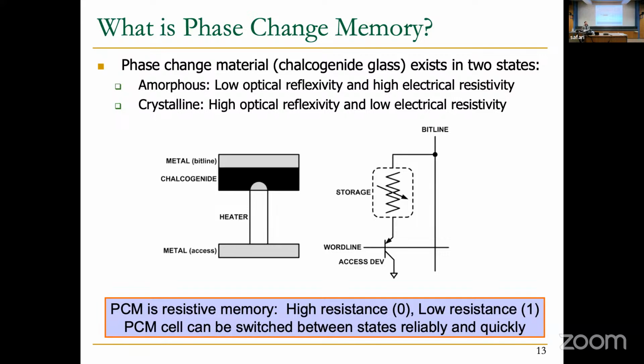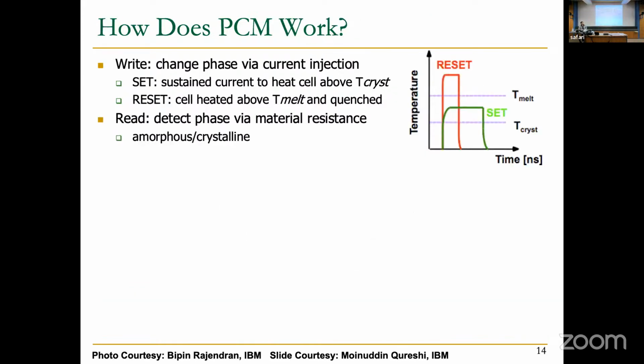But there are also studies to divide these states into multiple states by the range of the resistance levels. So we can store multiple bits rather than just 0 and 1, which is high resistance and low resistance in this case. And the PCM cell can be switched between the states reliably and quickly. Quickly is relative. It's not compared to DRAM. Writes to PCM are usually much slower compared to DRAM.